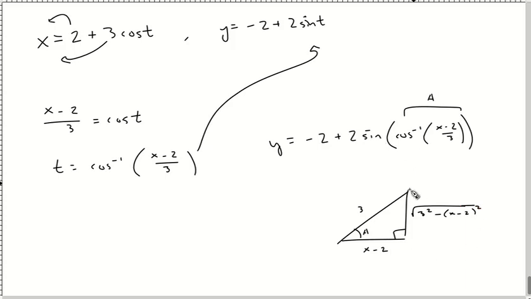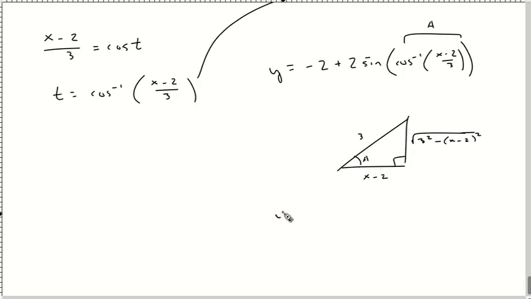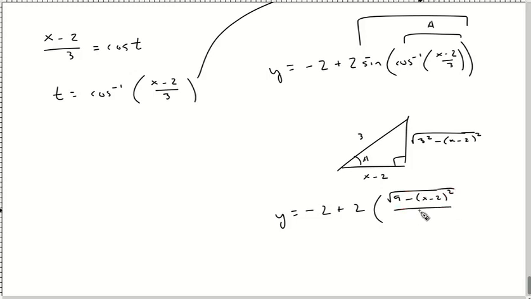Now, they're wanting the sine of that. So you can see that what I'm doing now is the sine. So negative 2 plus 2 times the sine, which is opposite over hypotenuse. So we got the square root of 9 minus (x minus 2) all squared, then divided by the 3. And there you go. You did it.